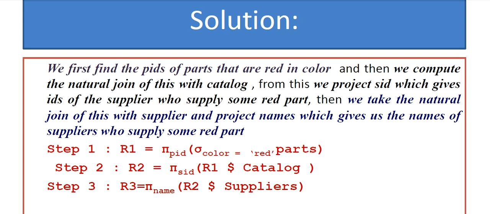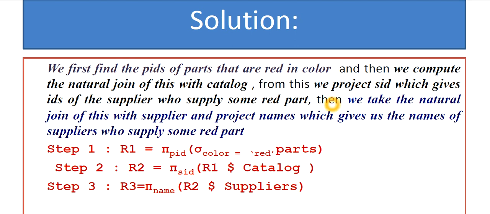We first have to find out the PIDs of parts that are red in color. That is very clear to you. Then we have to compute the natural join of this with catalog. Why are we doing this? Because from this we project SID, which gives IDs of the suppliers who supply the red part. If we compute the natural join with the catalog, we'll get those SIDs who are providing those red color parts, isn't it? So we'll project SID, which gives IDs of the suppliers who supply those red parts.